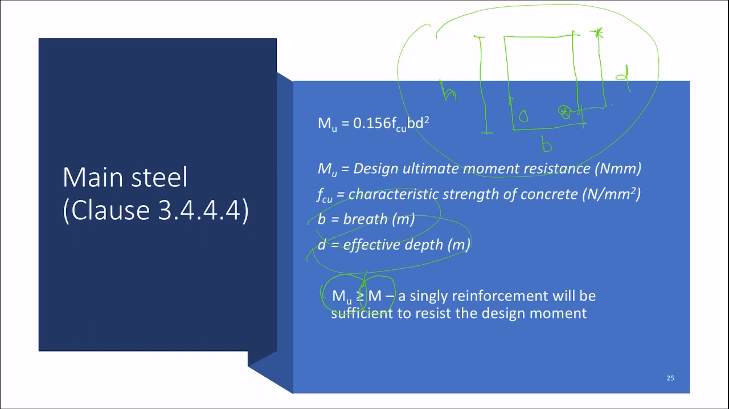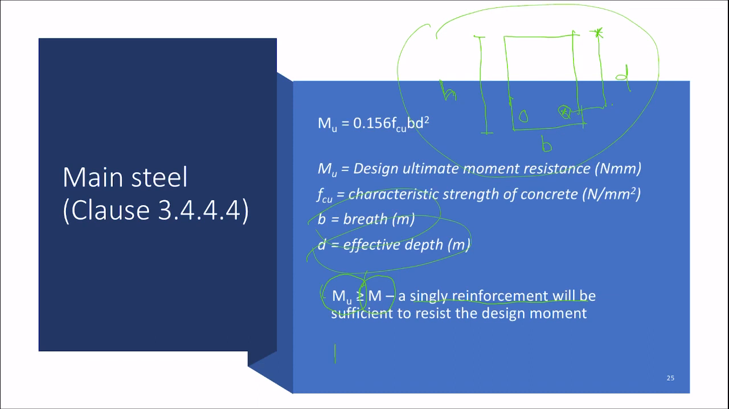Okay, jadi you must make sure that ultimate moment resistance ni untuk beam yang size macam ni takkan kurang daripada moment yang disebabkan oleh loading. Okay, so sebab kalau moment yang disebabkan oleh loading lebih besar daripada moment yang beam tu boleh resist, akan jadi masalah kan. Kalau ultimate moment resistance ni lagi besar ataupun sama dengan moment yang disebabkan oleh loading, you boleh design dia as singly reinforced concrete beam. A singly reinforcement will be sufficient to resist the design moment.